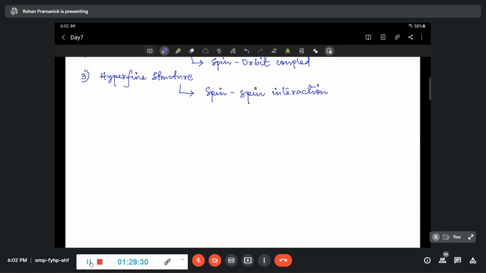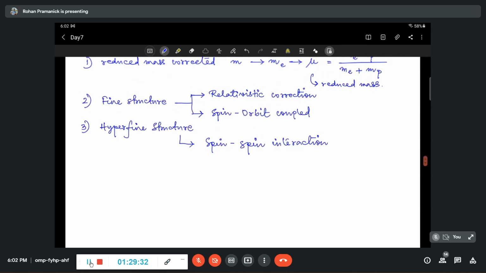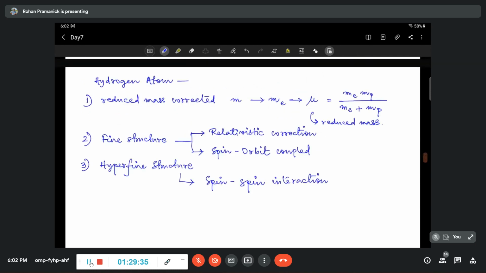So these three things. The first one is the reduced mass correction. This exists within the hydrogen atom; we just replace m by mu, nothing more than that. And there is a fine structure, which is present within the hydrogen atom, but we have not explicitly taken care of it while solving the differential equation of the Schrodinger equation.